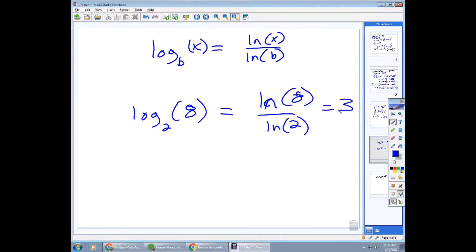And the reason it's 3 is because 2 to the 3rd power is 8. If you converted that to an exponential statement, you could get the answer that way too. But this is called the change of base formula.